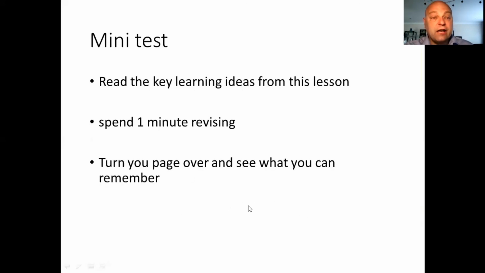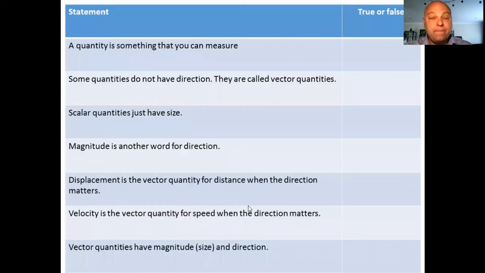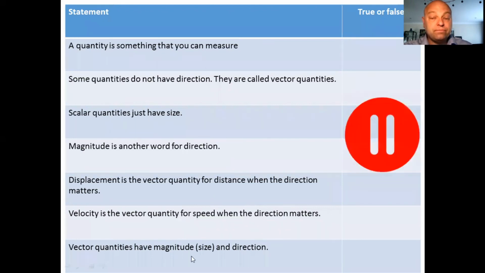Okay, let's have a go at our little mini test for this lesson then. So this is a true or false activity. You just need to write true or false next to the statement or write it down on your piece of paper. If something is false, then just see if you can actually do a little correction. Write down what it should have been. Pause your video.